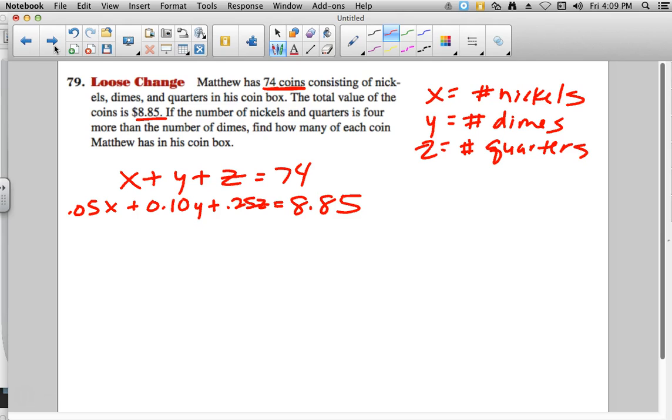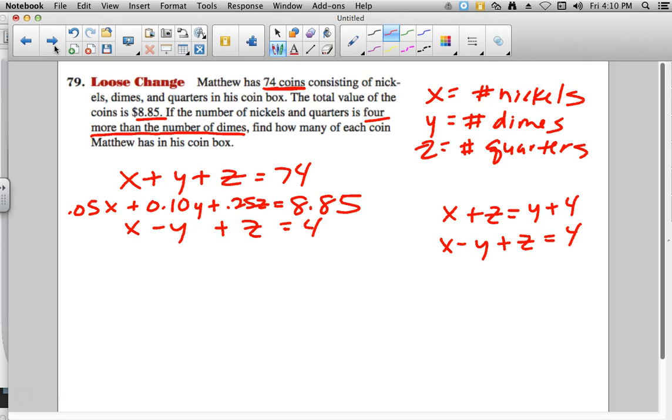And then it says if the number of nickels and quarters is 4 more than the number of dimes. Okay, so let's see here. Nickels and quarters is 4 more than the number of dimes. So X plus Z equals 4 more than the number of dimes. Find how many of each coin Matthew has in his coin box. So let's go ahead and get our X and Y and Z on the same side and make sure they get in the right order. So X minus Y plus Z equals 4.